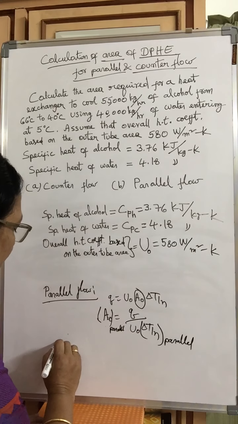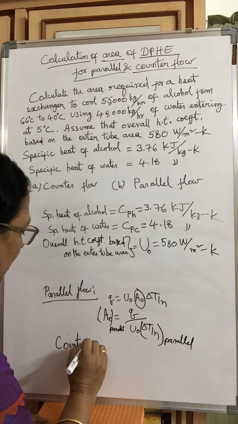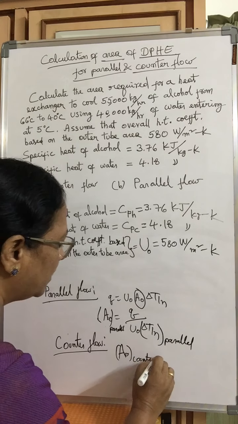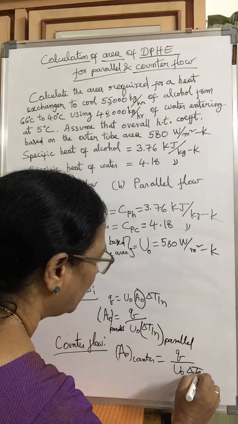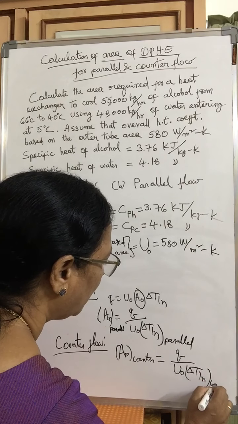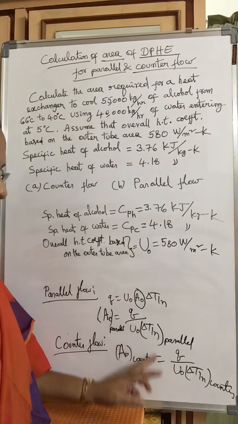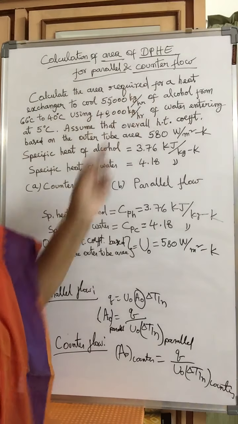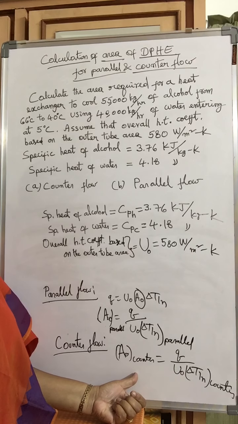In the same way for counter flow, A naught counter is equal to Q by U naught delta T ln counter. So using these equations you can calculate the area required in parallel contact and in counter contact.